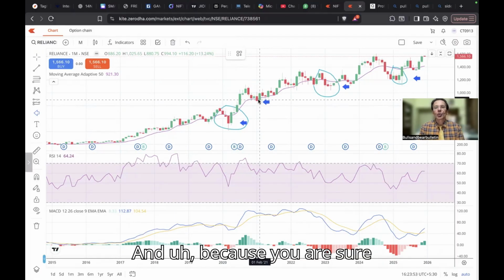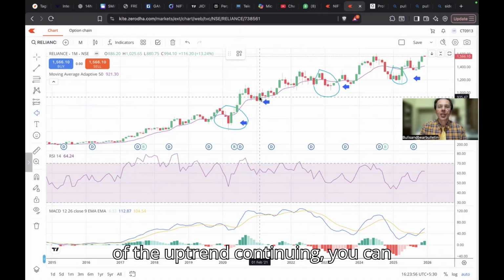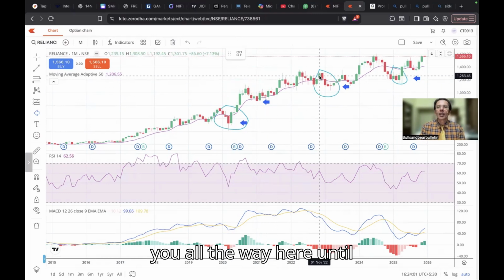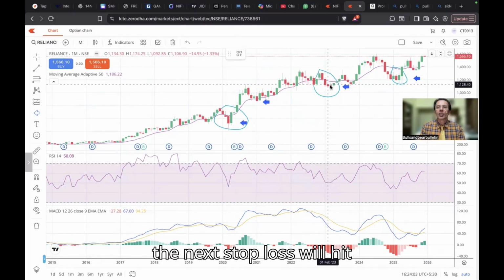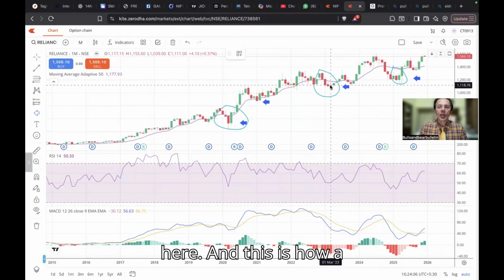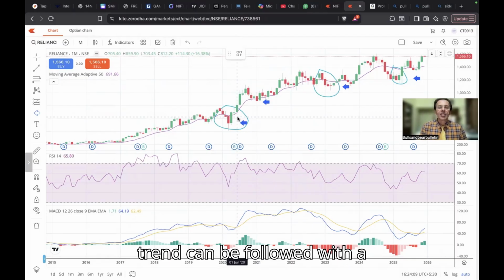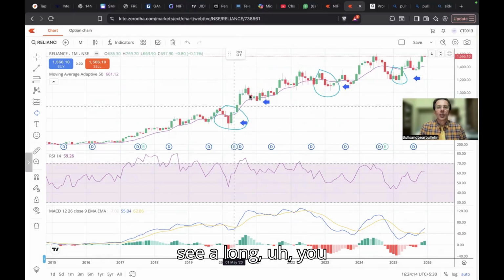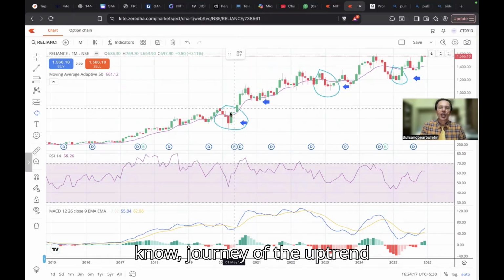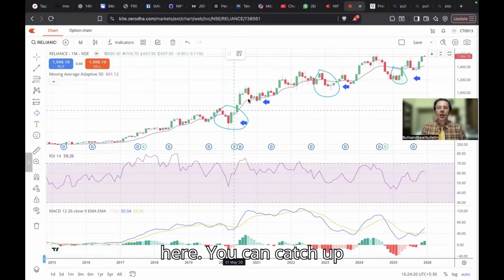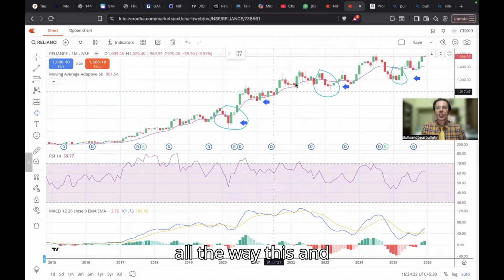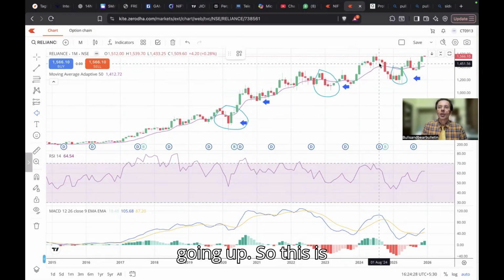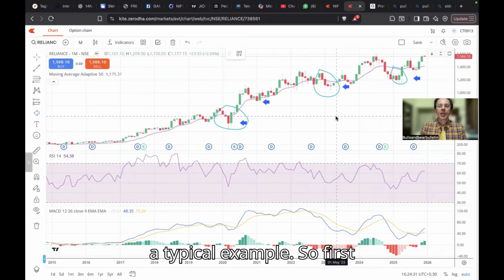And because you are sure of the uptrend continuing, you can re-enter here, which will take you all the way here until the next stop loss is hit. And this is how a trend can be followed in a very disciplined manner. You can see a long journey of the uptrend here. You can catch all of this and also this, and continue the journey whenever the market is going up. So this is a typical example.